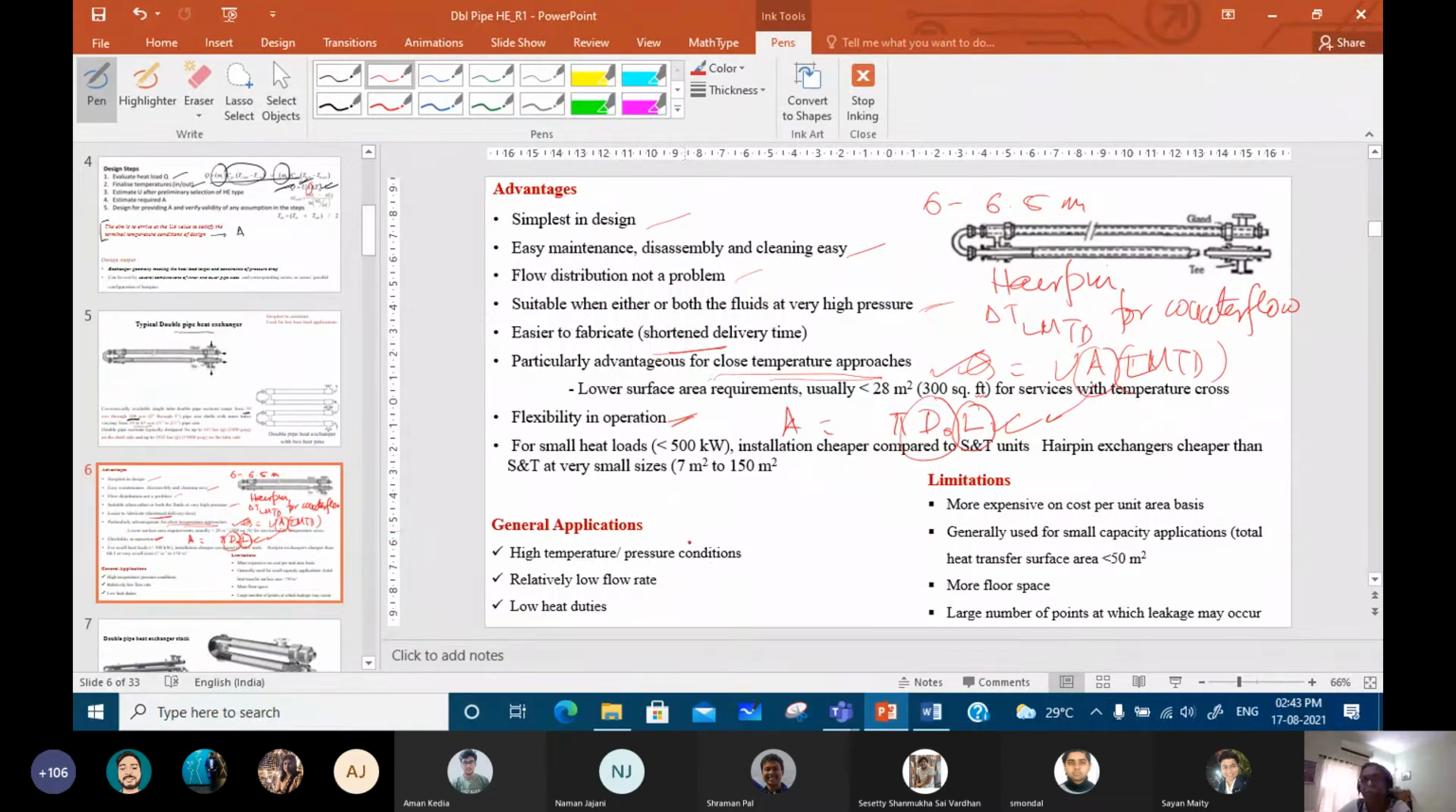The limitations, it's very important for you to know. The first and most important limitation is that it is expensive on a cost per unit area basis, and definitely it requires more floor space, and if you have a larger number of hairpins, there are also larger points of leakage. So this is a general arrangement of a double pipe heat exchanger stack. As I've told you, there are a large number of pipes.